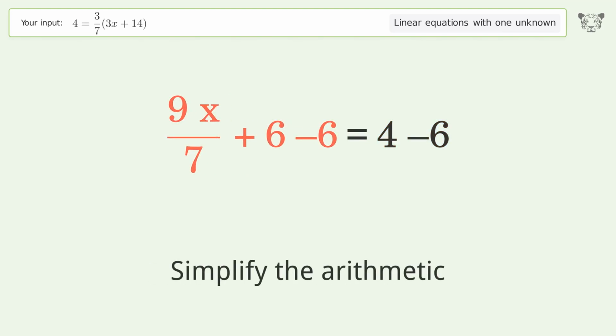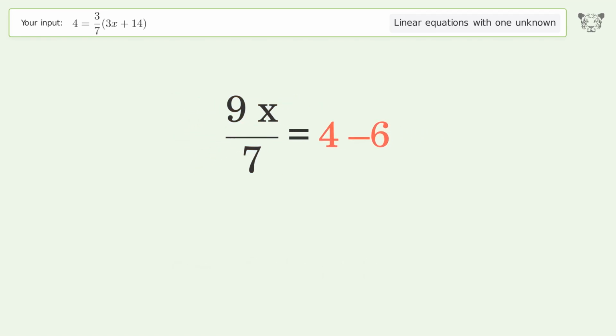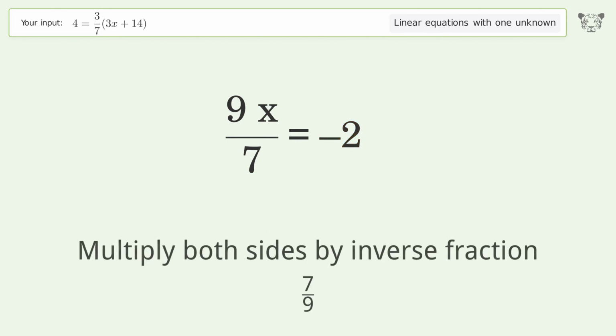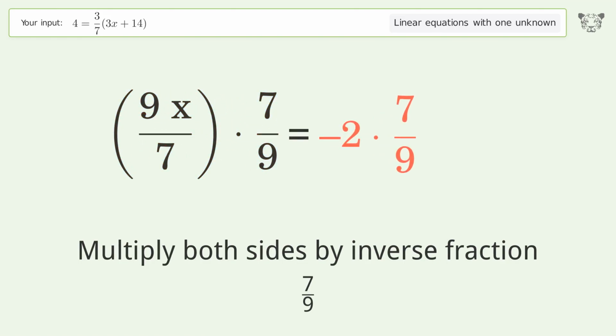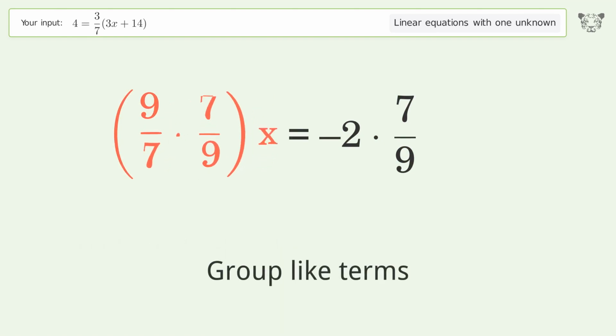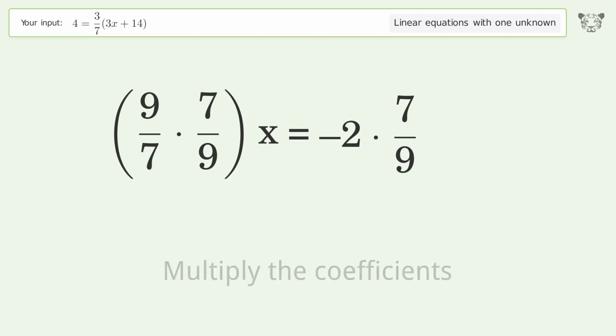Simplify the arithmetic. Isolate the x. Multiply both sides by inverse fraction 7/9. Group like terms. Multiply the coefficients.